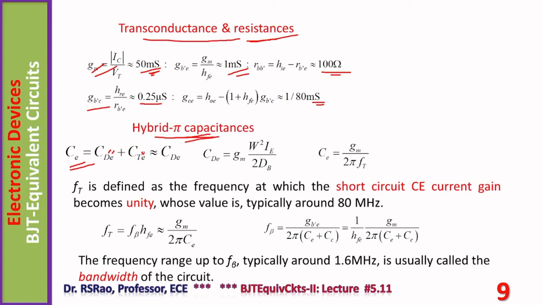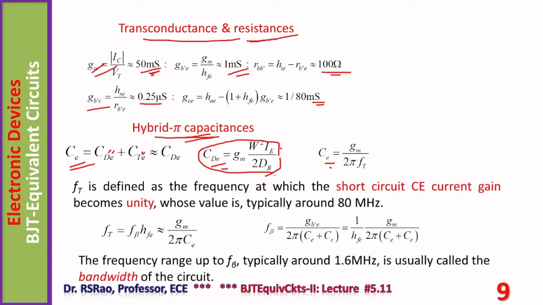The emitter junction is under forward bias. We are considering an amplifier, so the emitter is under forward bias, therefore diffusion capacitance dominates. CE is mainly CDE, and CDE can be found equal to GM W square IE by 2 DB. IE means emitter current, W is width, DB is diffusion constant. So it can be shown as CE roughly equal to GM by 2 pi FT. This is from dimensions and DC currents, etc.